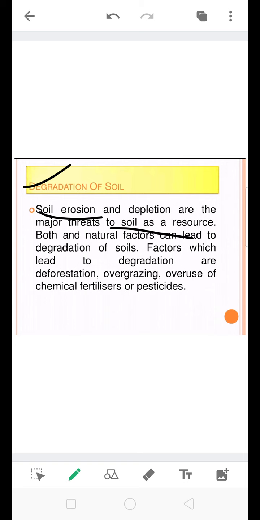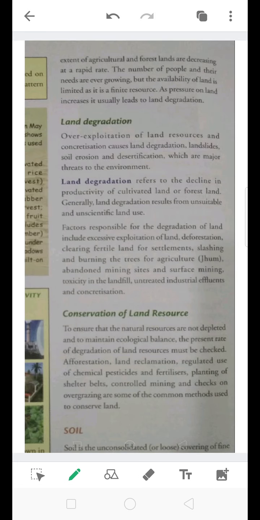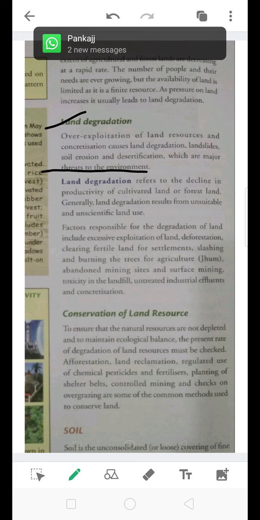Both natural and human factors can lead to degradation of soil. Factors which lead to degradation are deforestation. One of the main reasons is deforestation, because of which land gets degraded. Overgrazing, when grazing is done in an extensive manner, again causes degradation. Overuse of chemical fertilizers and pesticides also leads to degradation of land. Overexploitation of land resources and concretization cause land degradation, landslides, soil erosion, and desertification, which are the major threats to the environment.